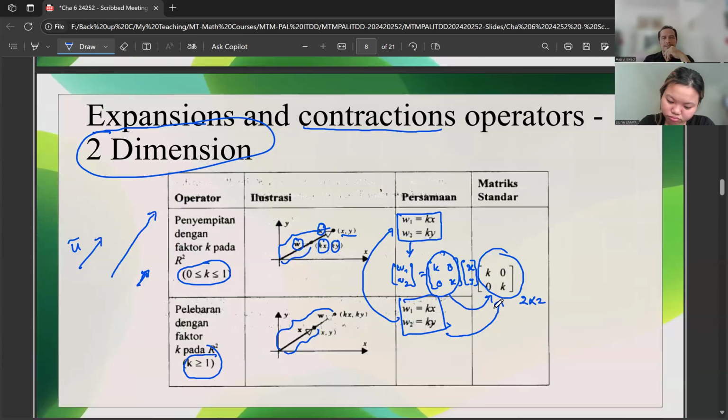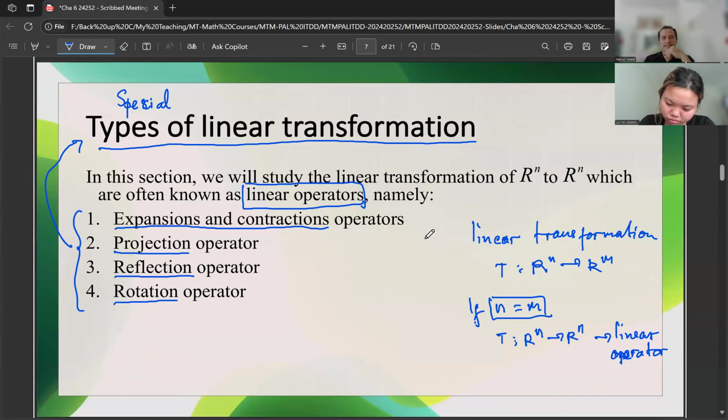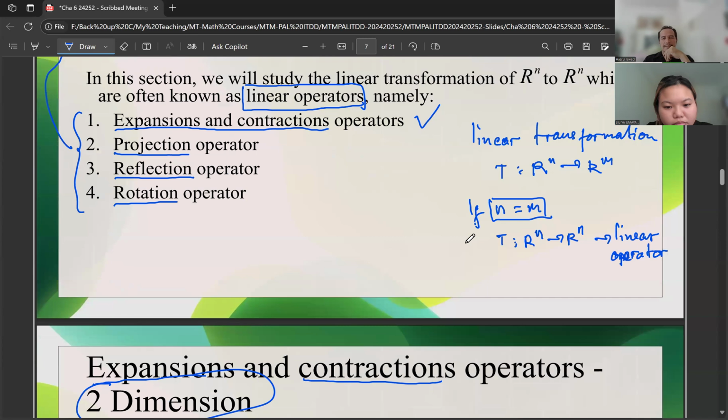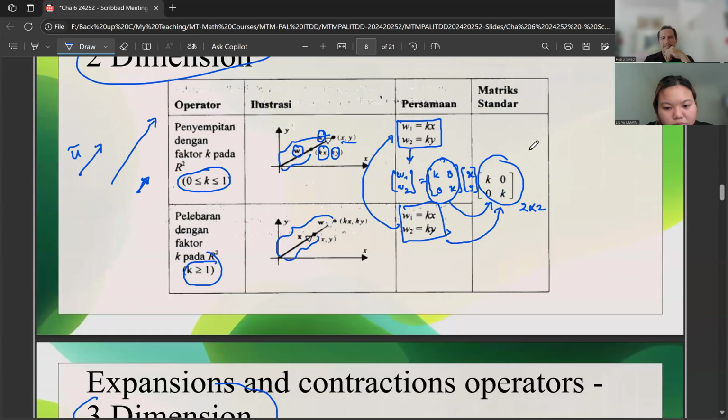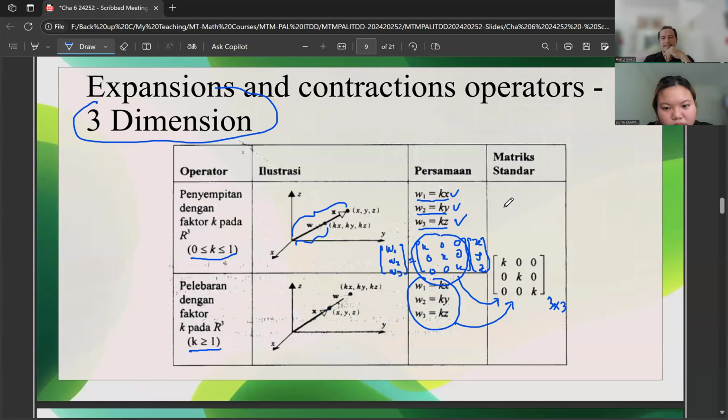Okay, so this is the first special type of linear transformation, expansion and contraction. And the matrix standard is easy like this. This is the matrix standard for two dimensions, and this is the matrix standard for three dimensions. I hope you can understand well because the matrix standard is easy.